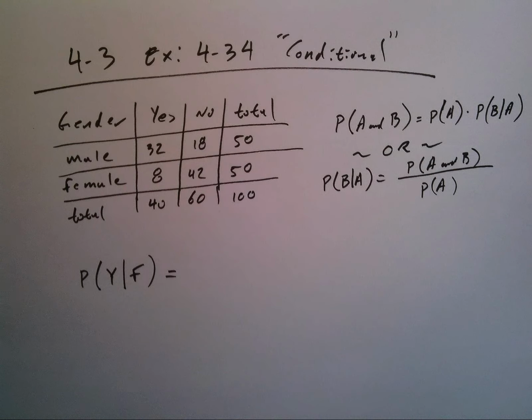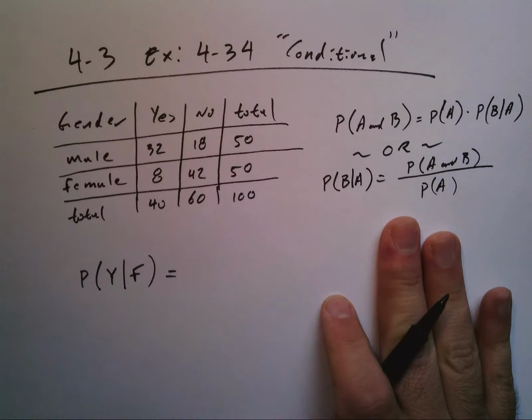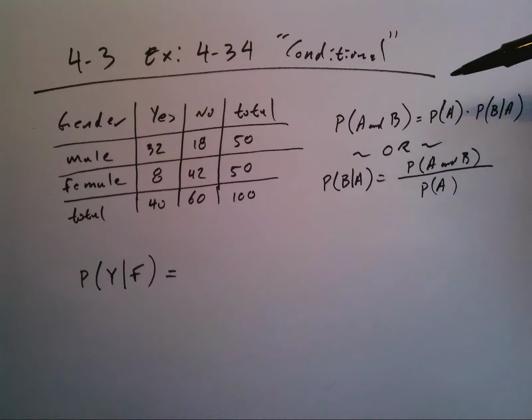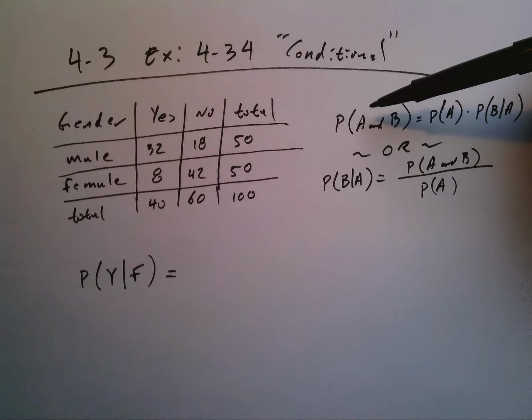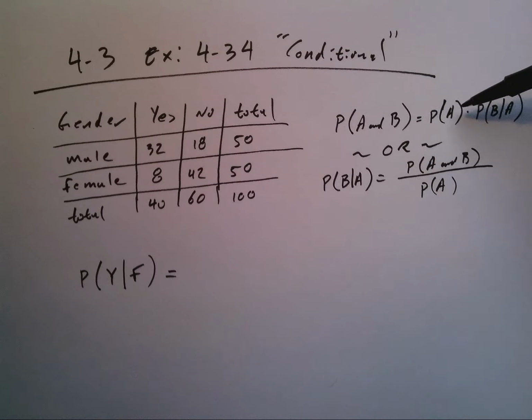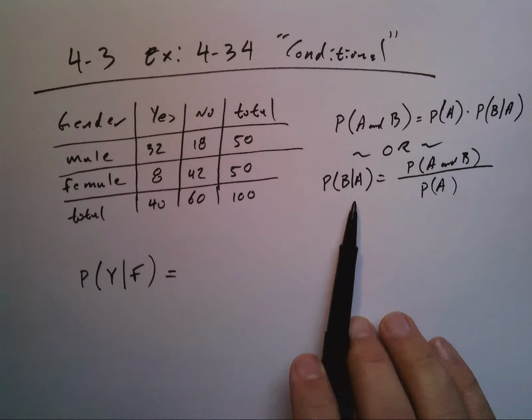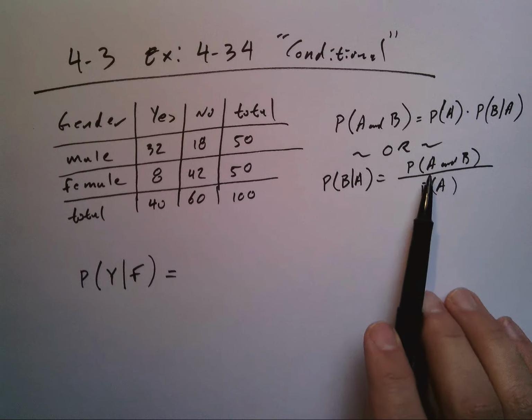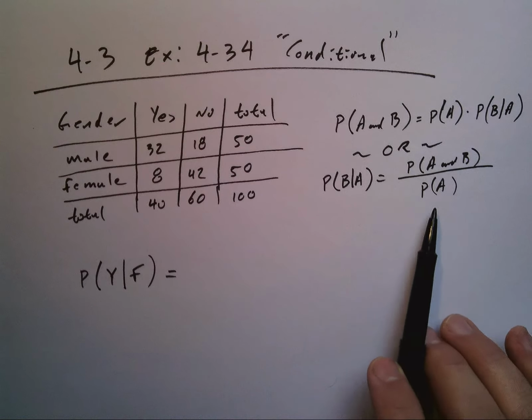Alright, this is going to be 4.3, example 4-34, specifically dealing with conditional probability. Here's the table, here are the two formulas given in the book. Now, the original formula we had for the second multiplication rule: probability of A and B is equal to the probability of A times the probability of B given A. The book then goes on to give us the conditional definition. Probability of B given A is equal to the probability of A and B divided by the probability of A.